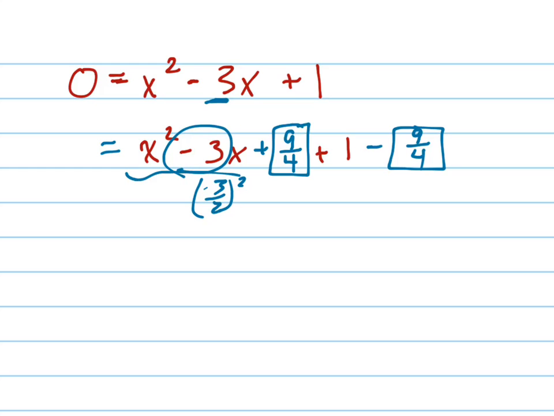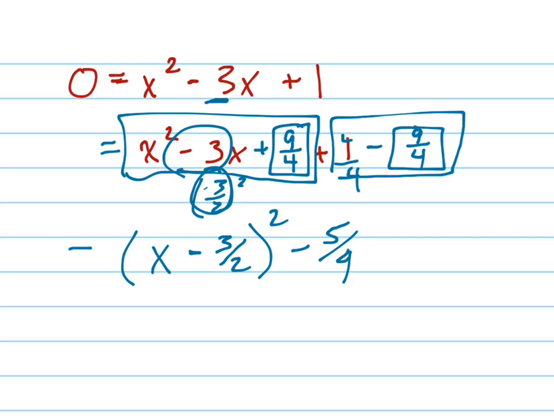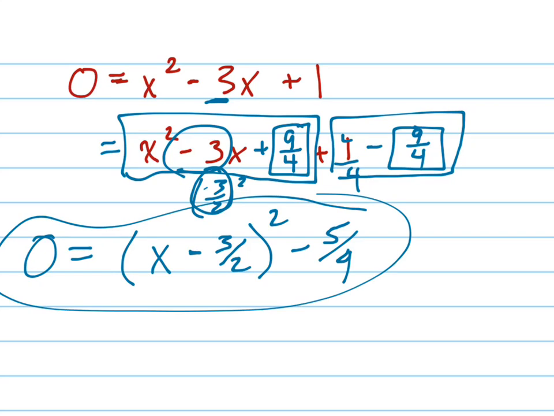Now, I don't have to think too hard about this because when I complete the square, whatever's in here is what's going to go inside my parentheses. That's how I completed the square. Now this is maybe a little bit more complicated, but it's not too bad. 1 is the same as 4/4, so this is just -5/4, and there I've completed my square.